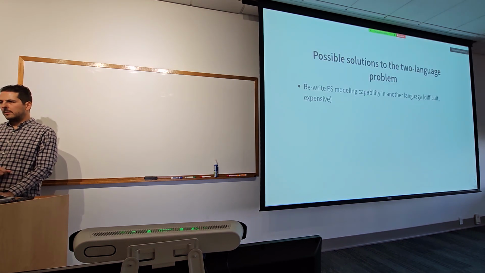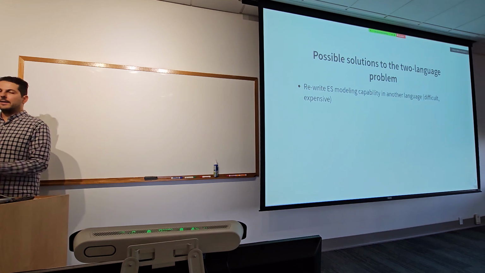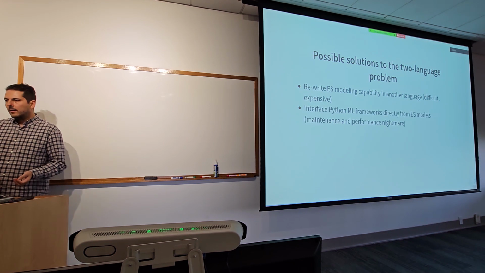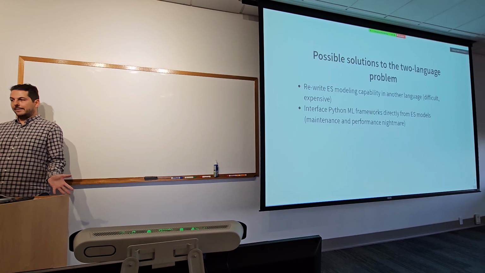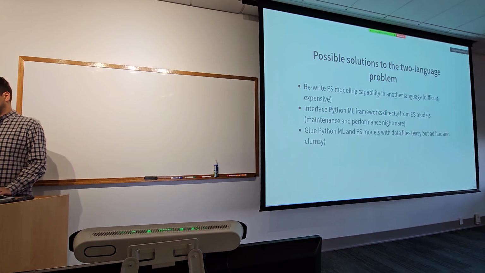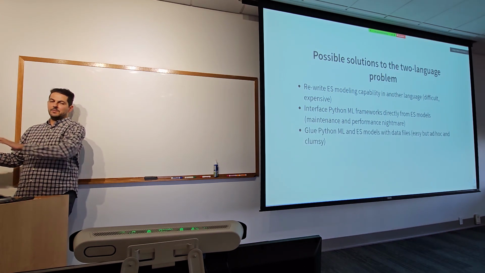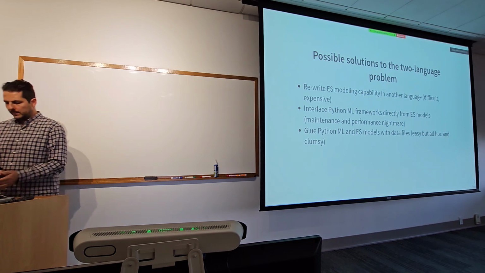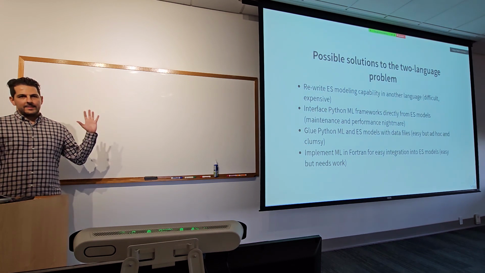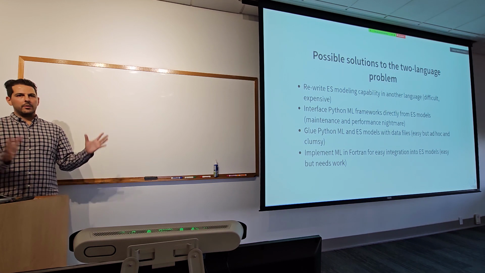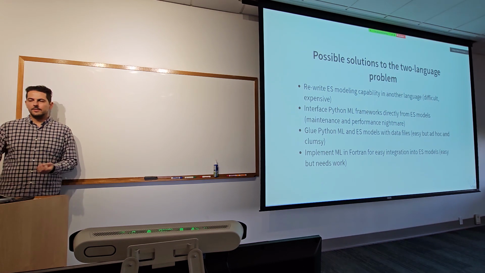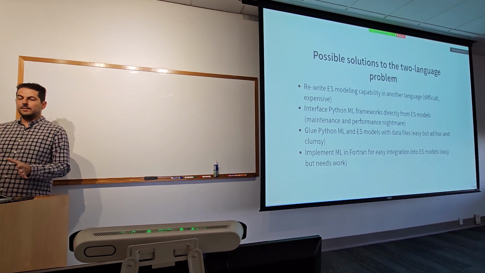And some possible solutions are, you can rewrite Earth system modeling in another language. This is both difficult and expensive. It has not been done before. We can interface Python machine learning directly from Earth system models. This is difficult from a maintenance and performance perspective. We can glue Python machine learning with Earth systems with data files. This works, but it's kind of clumsy. Or we can implement machine learning, which, as big and developed as it is, is an order of magnitude smaller than the weather and ocean enterprise and those code bases and all the physics in there. So this is easy, but it needs work.